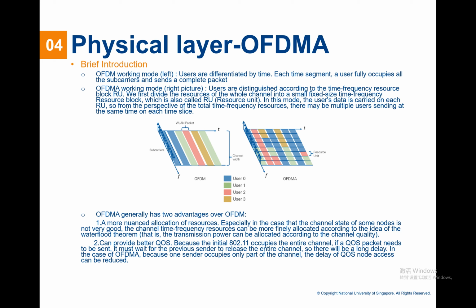Number two, it can provide better QoS because the initial 802.11 occupies the entire channel. If a QoS packet needs to be sent, it must wait for the previous sender to release the entire channel, so there will be a long delay. In the case of OFDMA, because one sender occupies only part of the channel, the delays of QoS node access can be reduced.